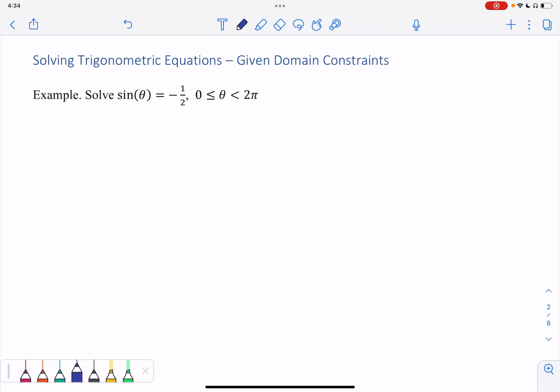Solving trigonometric equations when we're given domain constraints. So here we have a trigonometric equation to solve. Example: solve sine of theta equals -1/2, where theta has to be between 0 and 2π.